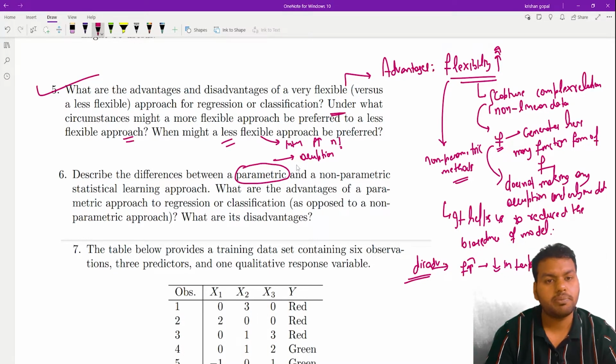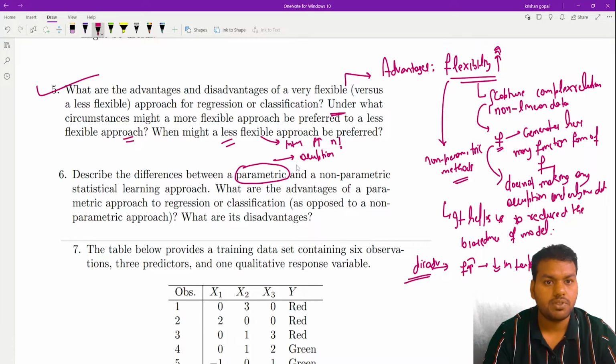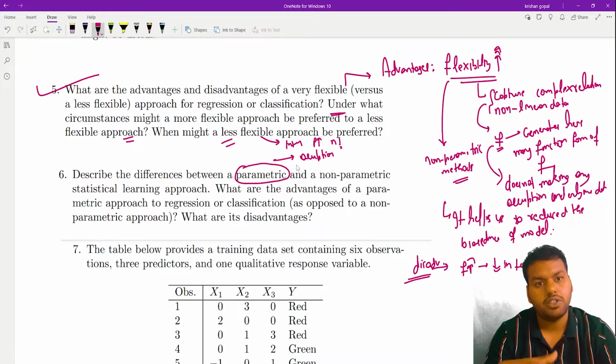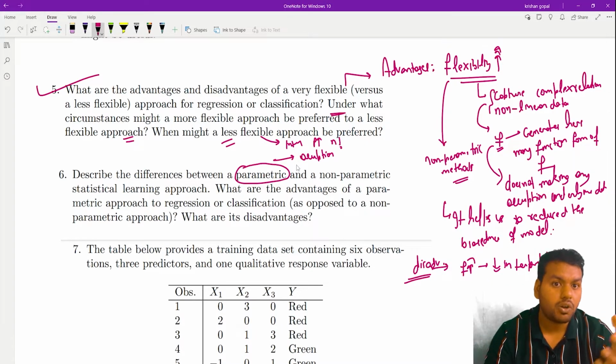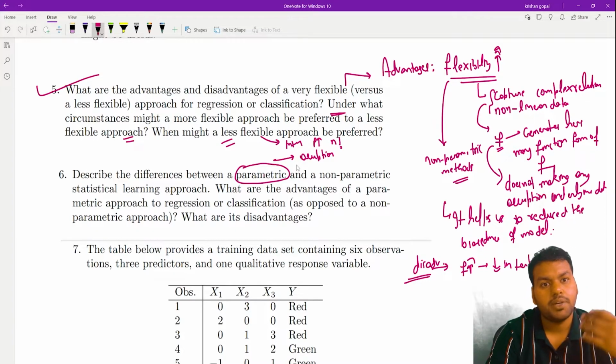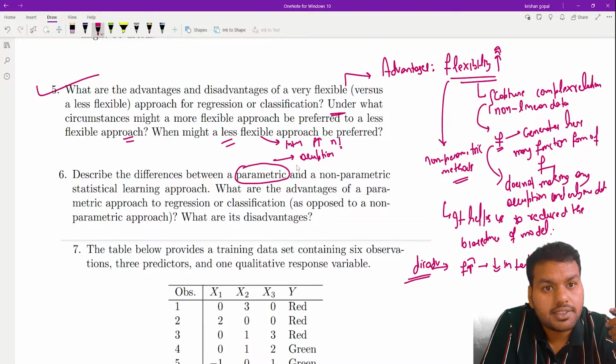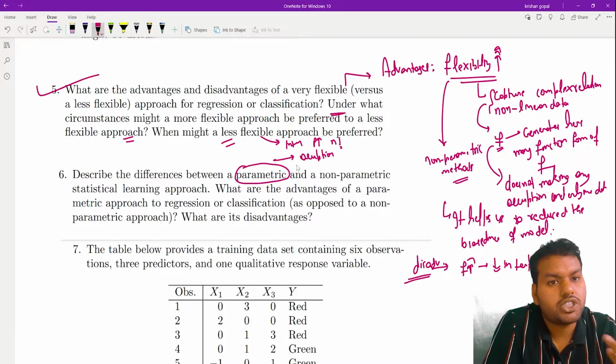My function will be the linear regression problem. My function form is a linear form. So once you have decided your functional form, then your problem becomes very easy. But this will not always be the case in the real world. The assumption you make while applying the parametric methods, that you will get the same shape for the function you are estimating, is not always the case.